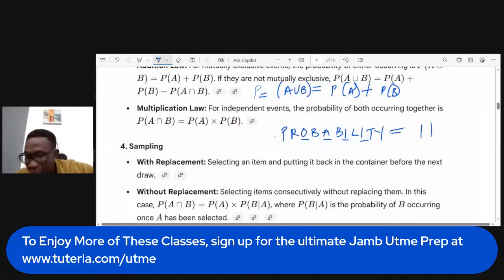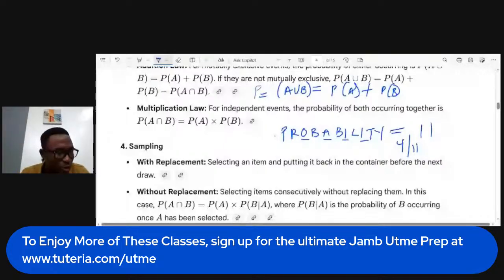4 over the total possible outcomes. 4 over 11. Good. I can see people dropping answers here. Joshua says 4 over 11. Ogunbumi says 4 over 11. Good. Awesome. So don't forget our formula for probability.